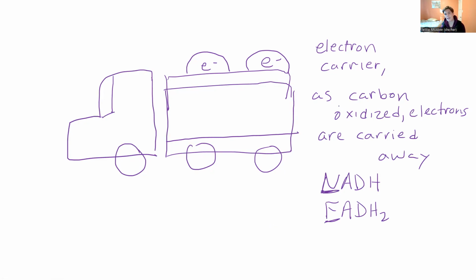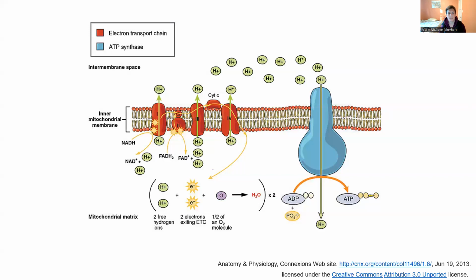So basically, as carbon is oxidized, the electrons are loaded into the dump truck, and then the dump truck drives away to the electron transport chain. In the electron transport chain, you can see here is the NADH. That is that full dump truck. So we've got the dump truck with its electrons, and it's going to drop off those electrons to the molecules in the electron transport chain, which are found on the inner membrane of the mitochondria.